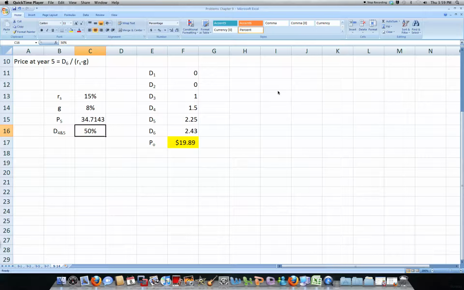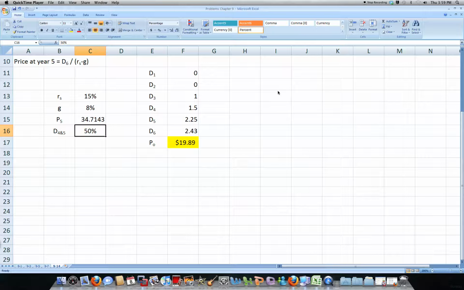However, investors expect Microtech to begin paying dividends beginning with a dividend of $1 coming 3 years from today. The dividend should grow rapidly at a rate of 50% per year during years 4 and 5. But after year 5, growth should be consistent, a constant 8% per year. If the required return on Microtech is 15%, what is the value of the stock today?